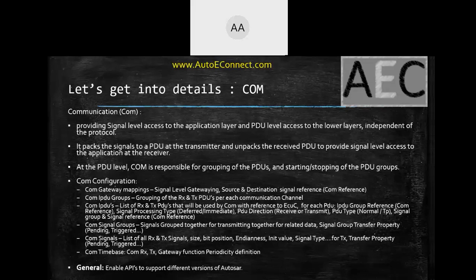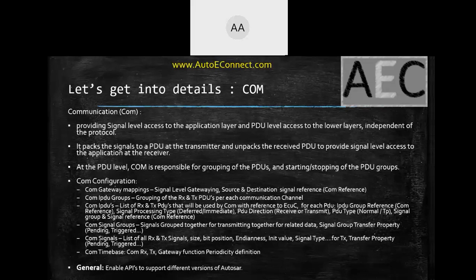Now the next thing is the packing of the signals into the PDU at the transmitter side. On the receiver side, it receives a PDU and translates it into signals, and on the other side, it is also responsible for packing the signals back into a PDU and then transmitting the PDU to the lower layers.